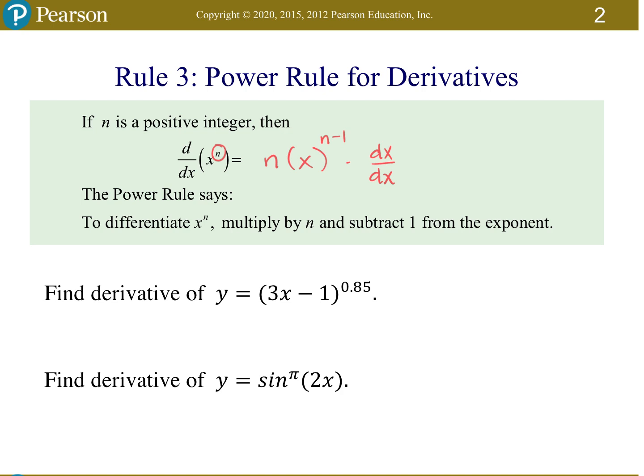Okay, so for the power rule, if we start with a decimal power, 0.85, then 0.85 moves to the front. The parentheses are 3x minus 1. I still have to subtract 1 from that power, which gives me negative 0.15. Just because it's not a nice number like 4 doesn't mean the power rule doesn't still apply. And then I would need to multiply by the number 3, as the chain rule requires.